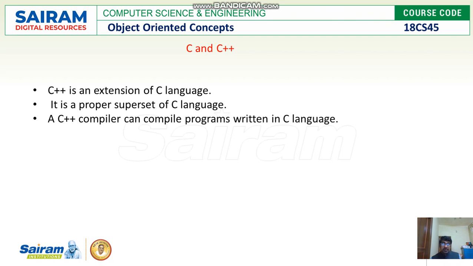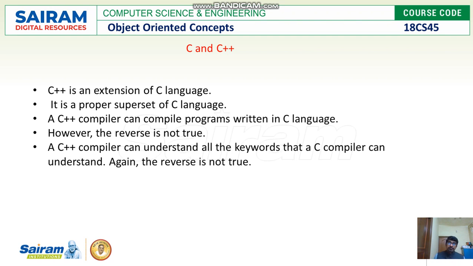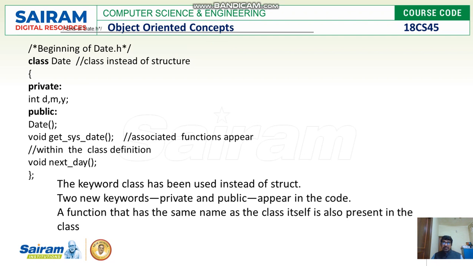A C++ compiler can compile a C program, but not vice versa. And the C++ compiler understands all the keywords of C. If you take C, we have got only 32 keywords. All these 32 keywords will be understood by your C++ compiler. And moreover, C++ has got its own keywords. So let us see a small program.